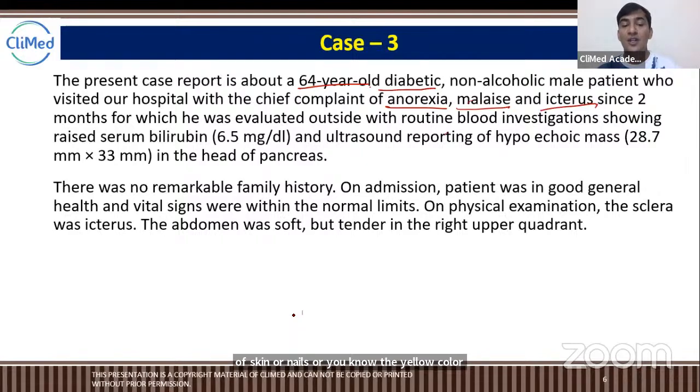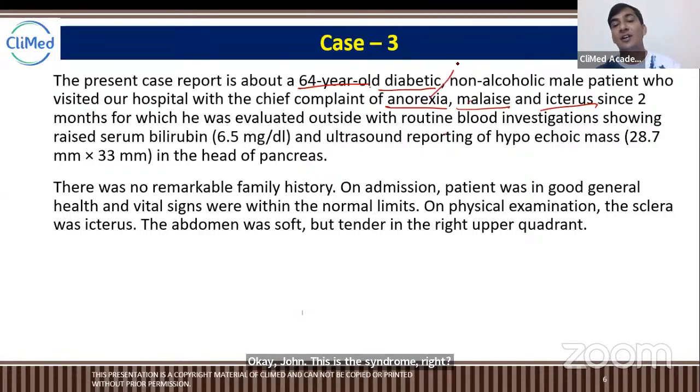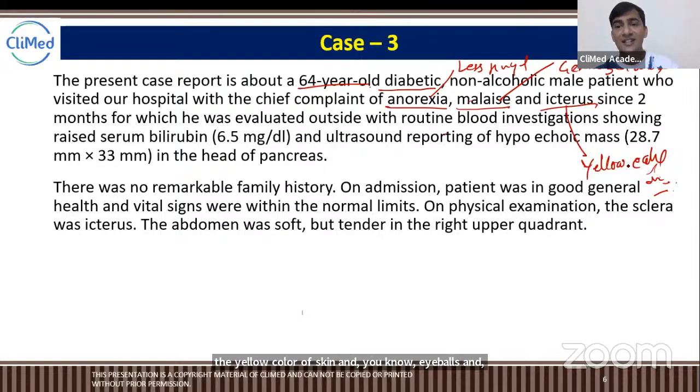Jaundice is the syndrome. Right. So anorexia is less hunger, loss of appetite or less appetite. Malaise is like generalized weakness. And icterus is nothing but the yellow color of skin, eyeballs, and the nails, and multiple things. Yellow color of these things, so it is called jaundice.